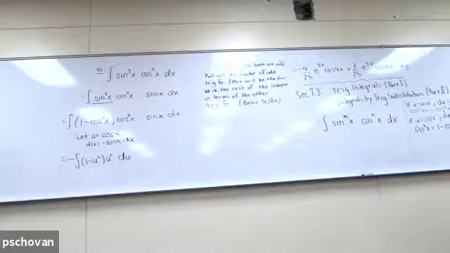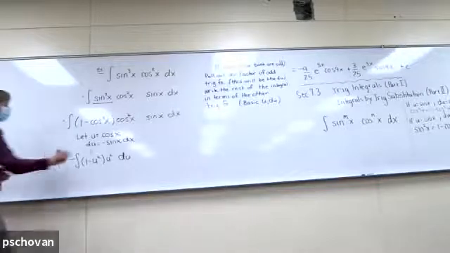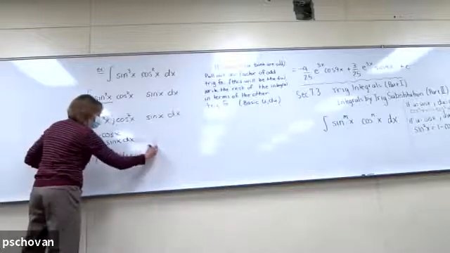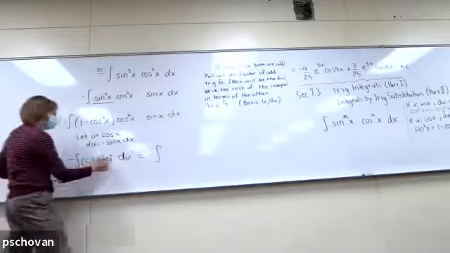Is that an integral you can do? Almost, right? What do I got to do next? Could you distribute the u squared? Yeah, we got to get rid of the product, so just multiply it out. I'm going to have a u squared minus u to the fourth.